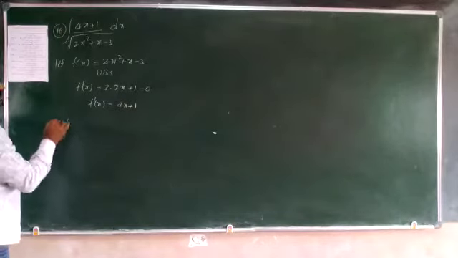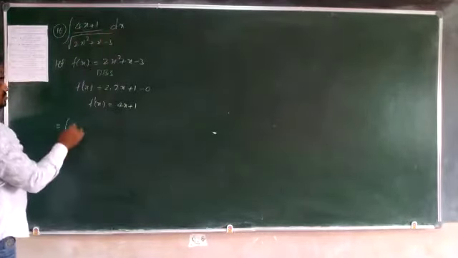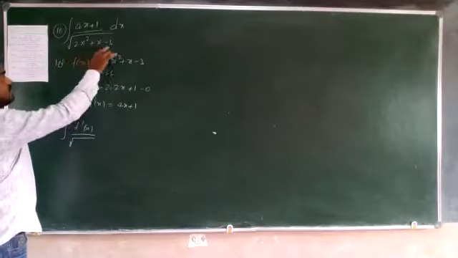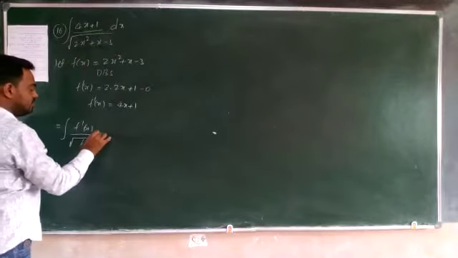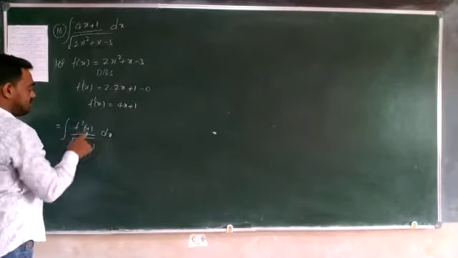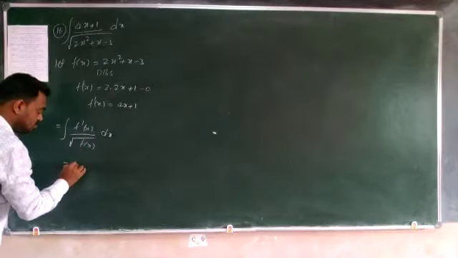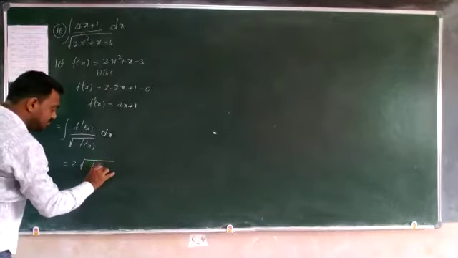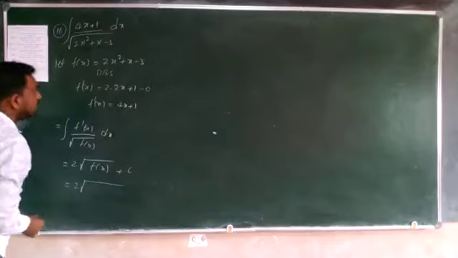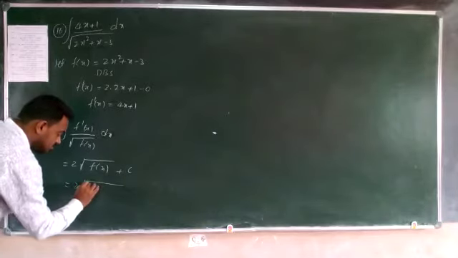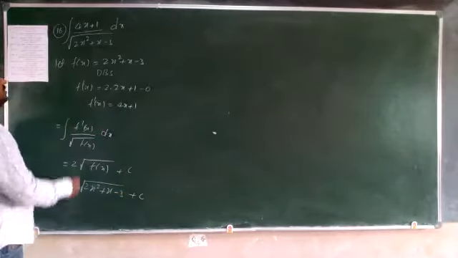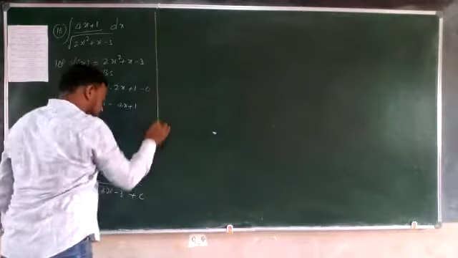Now that integral is equal to (4x plus 1) into dx. 4x plus 1 is f dash of x, by square root of the function we are assuming, f of x, into dx. So this is the integration of f dash of x by root f of x, which is 2 root f of x plus c. So this is equal to 2 root of f of x, where f of x is 2x square plus x minus 3, plus c. This is the solution.